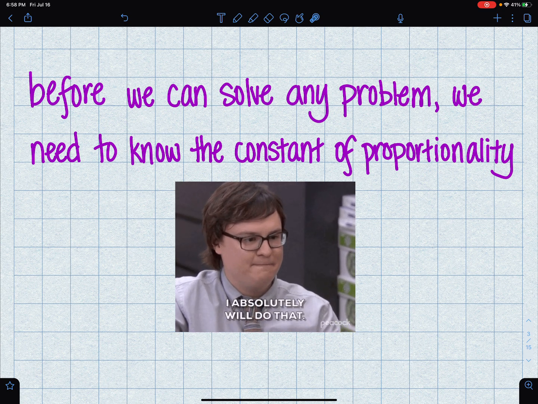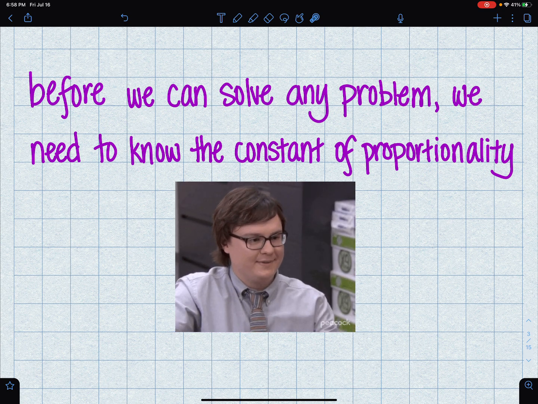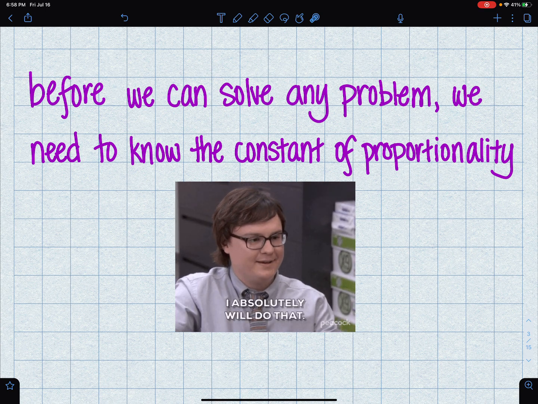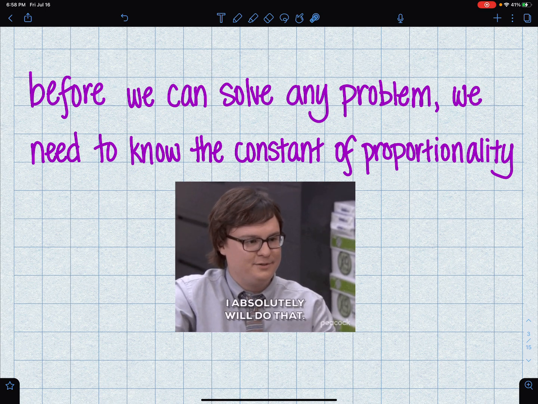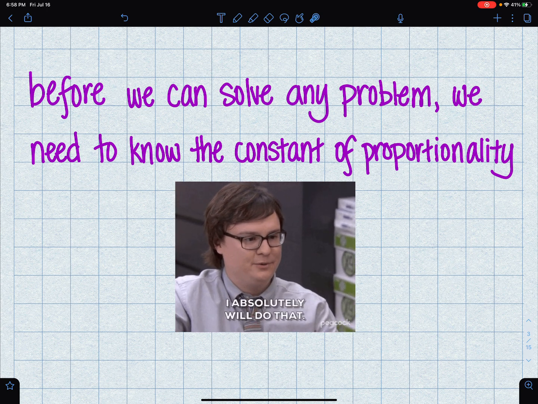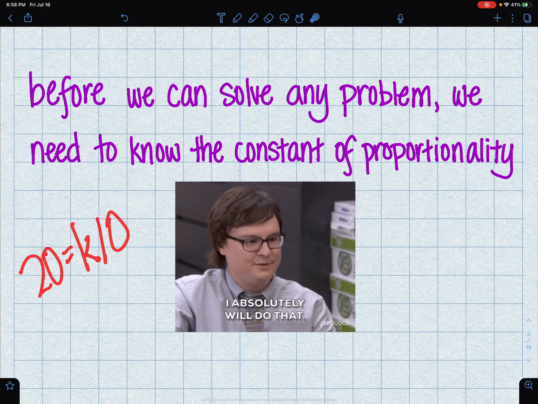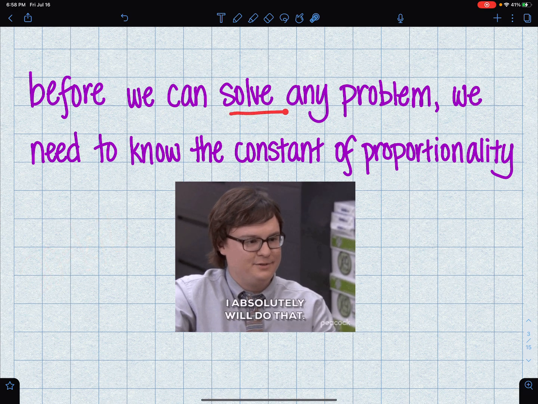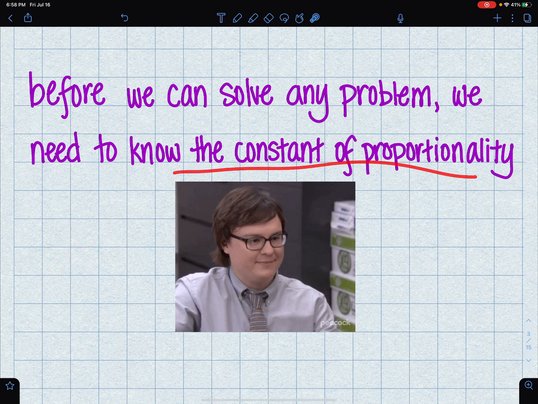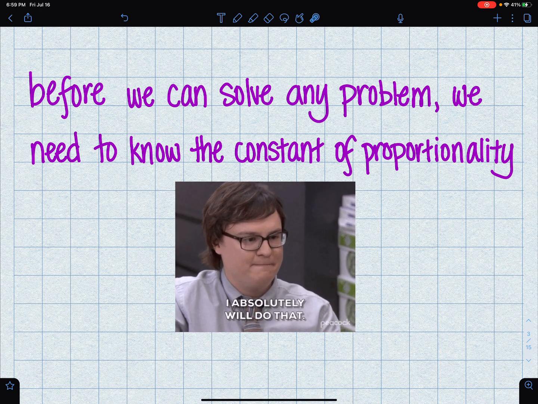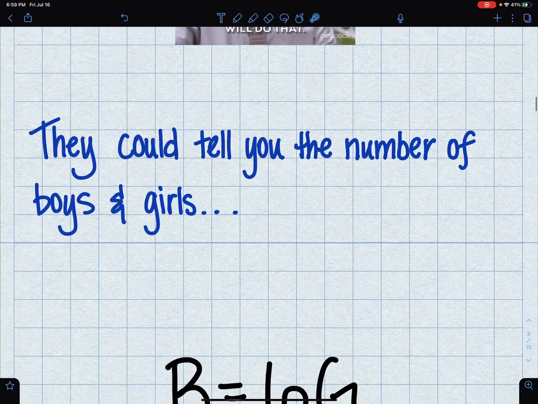Now, they might tell it to you. They might say there's twice as many boys as there are girls, or they might say K is equal to 2 or something. But they might also say if the relationship between boys and girls is consistent, and in one class there's 10 girls and 20 boys, what is that constant of proportionality? And then you will have to figure it out. So before you can solve any of these problems, you have to know the constant of proportionality. So the first thing you do is solve for K. This will make sense when we start doing some examples, I promise. So absolutely, you have to do that first.